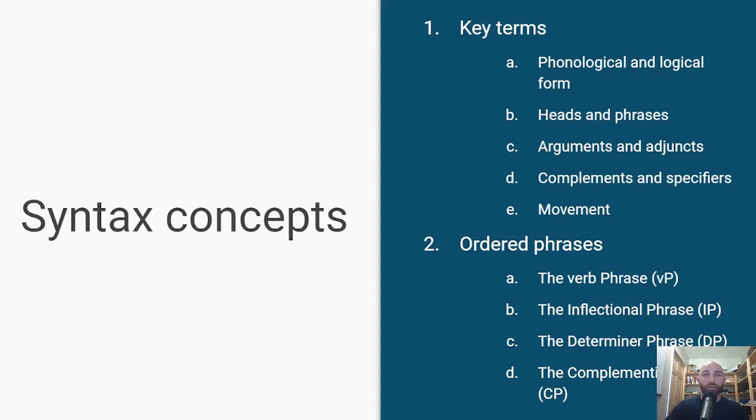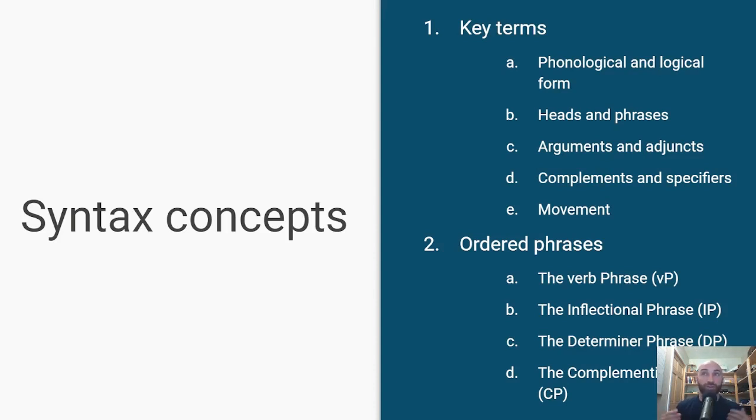So the key terms we're going to be looking at are phonological or phonetic and logical form, heads and phrases, arguments and adjuncts, complements and specifiers, and then movement. And then next, we're going to look at specific phrases that are very important for the study of syntax.